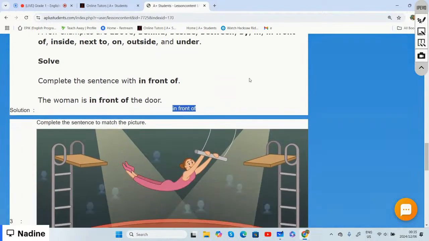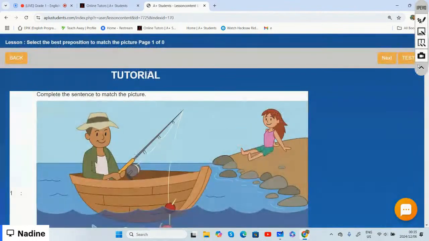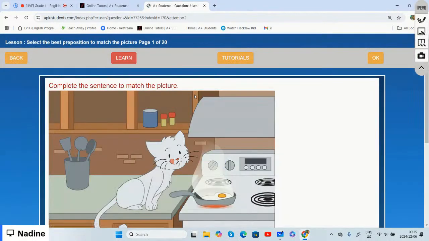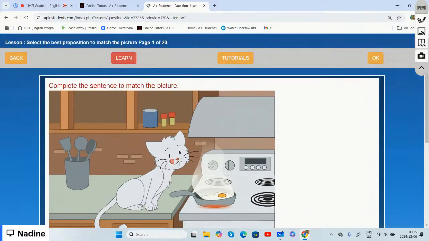And lastly, okay, now let's not do lastly, let's go to our test. So now we're going to complete the sentence to match the picture. We're going to choose or select the prepositions to match the pictures.